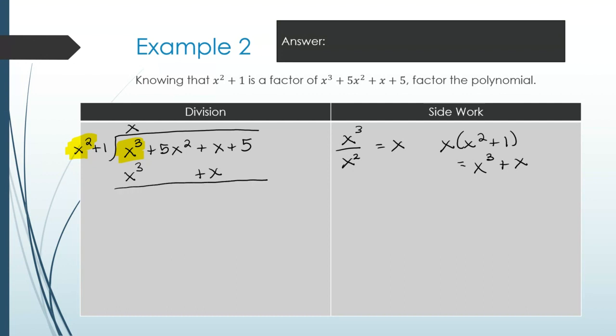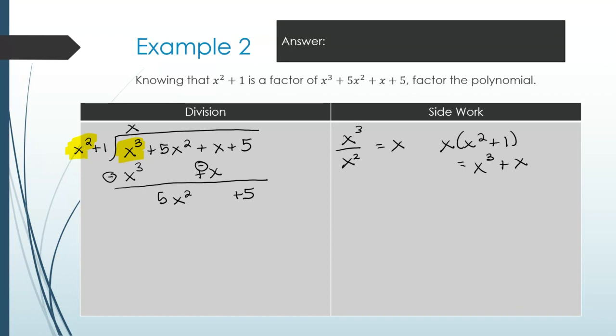And now we draw the line, change the signs, and then combine. X cubed minus x cubed is 0. 5x squared plus 0 is 5x squared. X minus x is 0. So I have nothing there, and then I can drop down the plus 5 if I want.